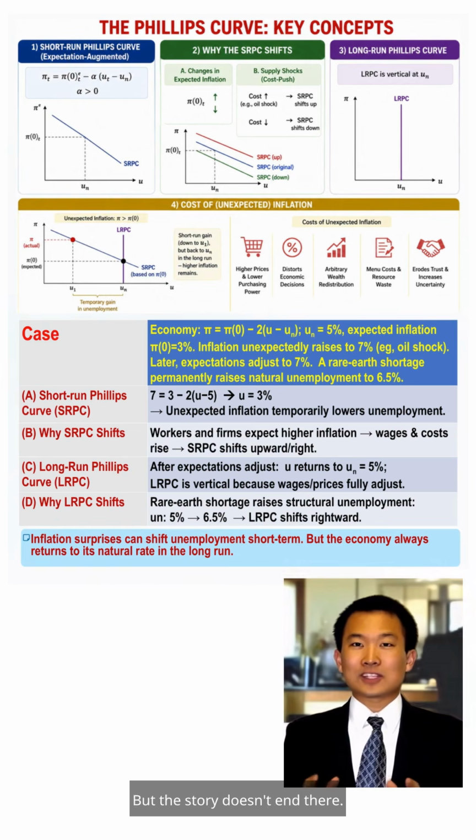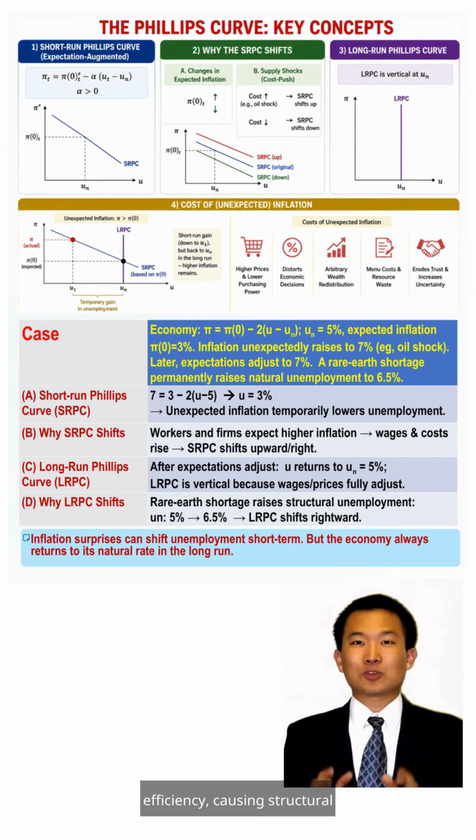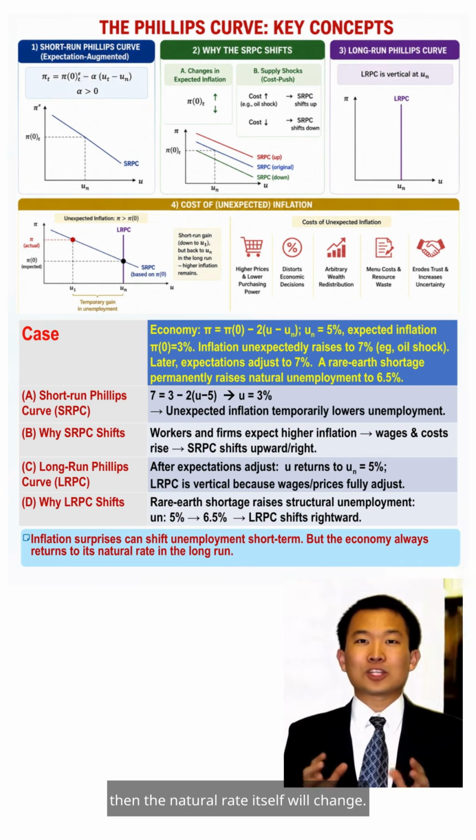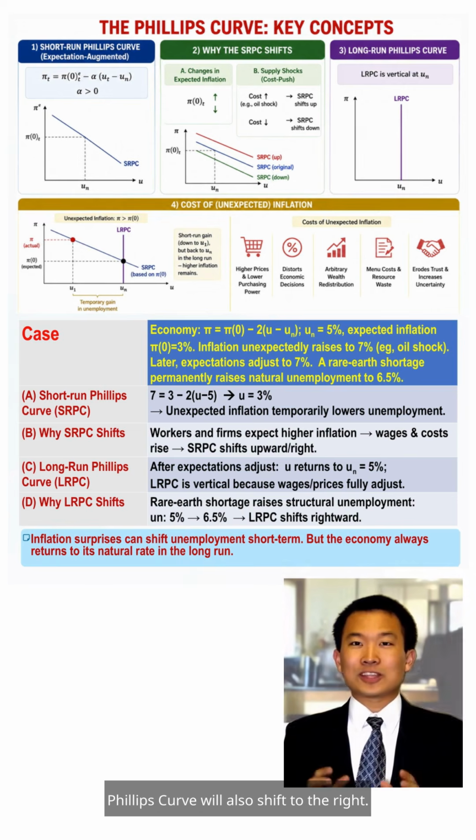But the story doesn't end there. If a rare earth shortage permanently damages production efficiency, causing structural unemployment to rise from 5% to 6.5%, then the natural rate itself will change. Consequently, the entire long-run Phillips curve will also shift to the right.